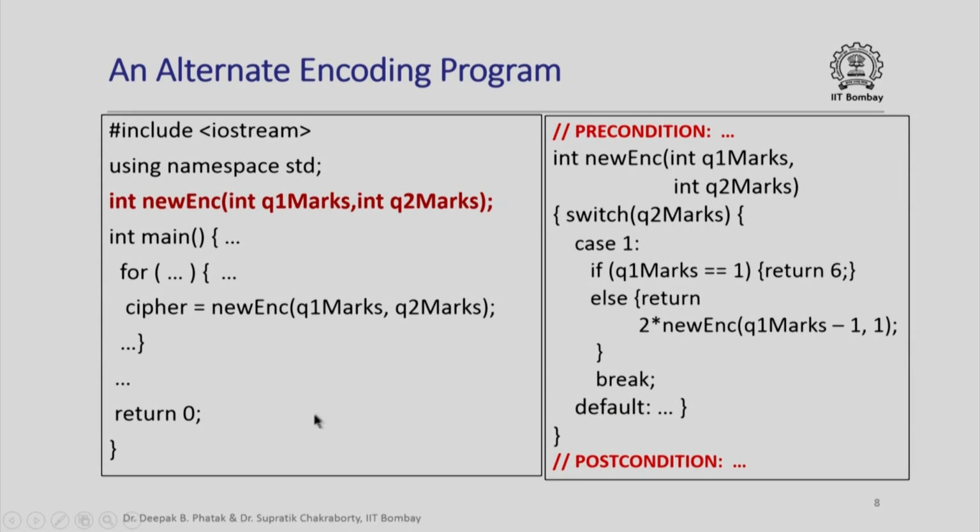Now once you agree that encode m comma n can be written like this, it naturally lends itself to an alternate encoding program. In this program we are going to use a new encoding function. I have called it newenc. This also takes 2 integer quiz marks and returns the encoded version of these 2 quiz marks. However, function newenc operates very differently from the previous function, which was myencode. The precondition and postcondition of newenc could be the same as earlier, which is that both quiz 1 marks and quiz 2 marks should be between 1 and 10 before we call this function, and at the end of this function the return value would be 2 raised to quiz 1 marks times 3 raised to quiz 2 marks.